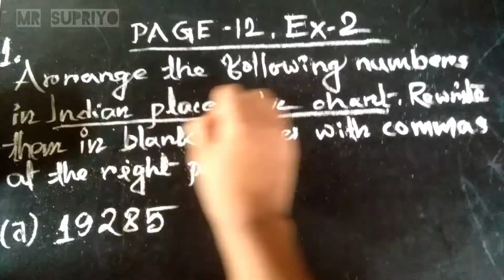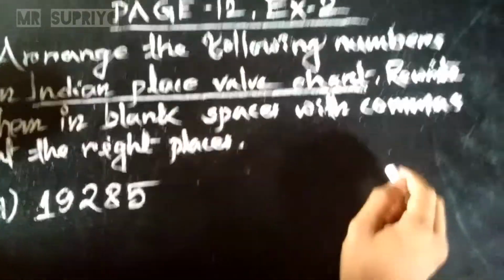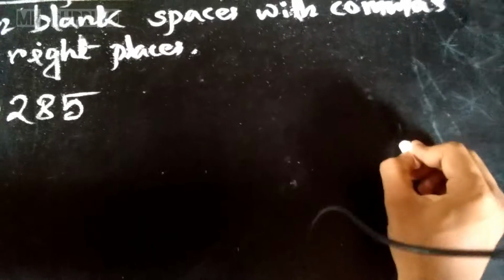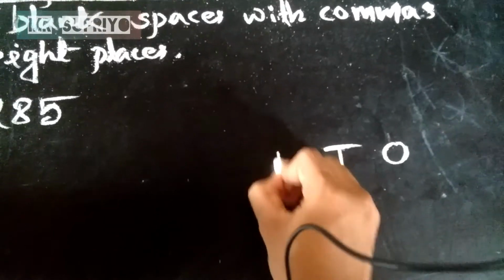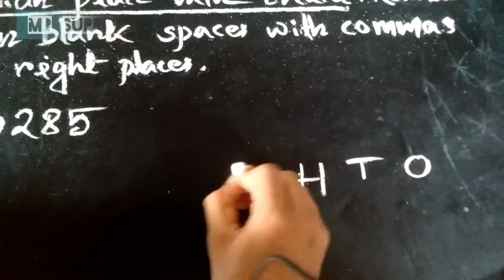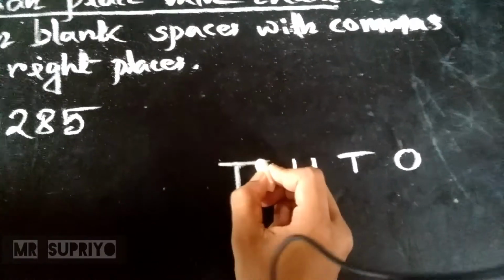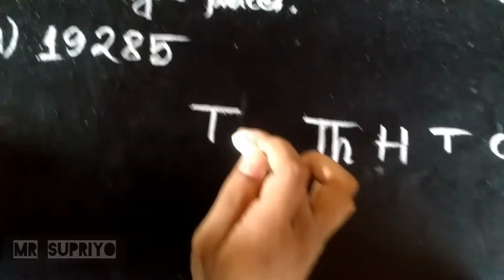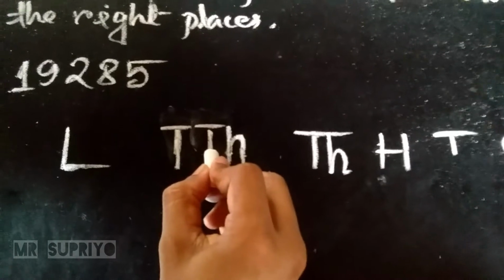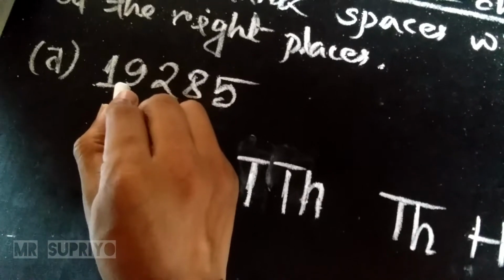So, we know that in the Indian place value chart, first ones, after that tens, after that hundreds, thousands, 10,000, lakh.